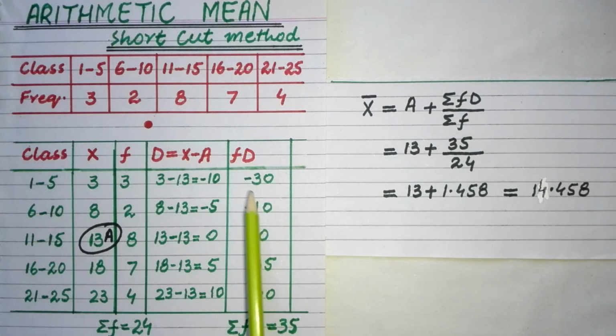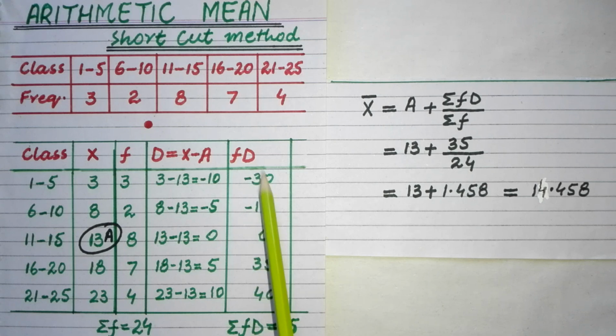Now dear students, after this column we add all values of f to find the value of sigma f, and all values of fd to find the value of sigma fd.